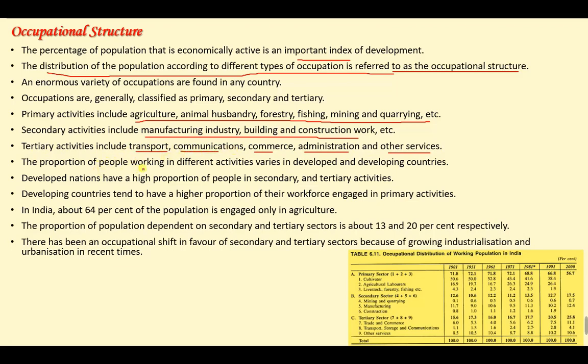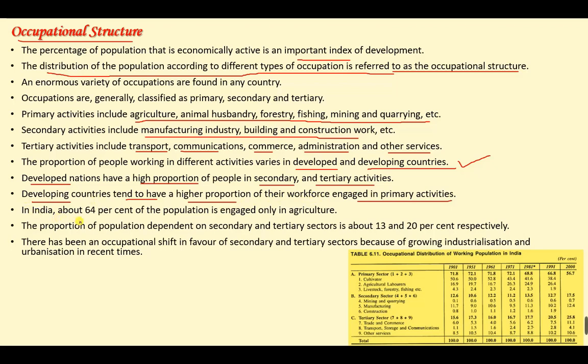The proportion of people working in different activities varies in developed and developing countries. This is the main criterion to discuss how developed and developing countries relate to occupational structure. The developed nations have a high proportion of people in secondary and tertiary activities, and developing countries tend to have a higher proportion of their workforce engaged in primary activities because they are in the initial stage of their country's economic development.